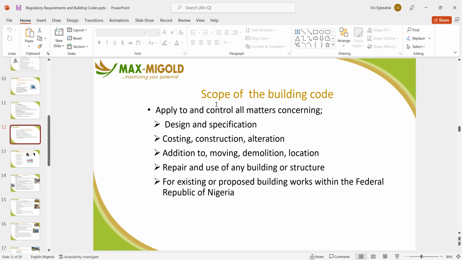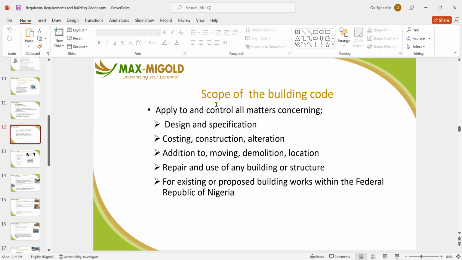When you need to demolish a building, in fact, in Lagos State, if you need to develop, you need to go and get a permit before you can demolish the building. If you don't get a permit, the state will come and take over your structure. Repair and use of any building or structure: if you are doing any repair works, there are codes. In fact, in Lagos State, you cannot do renovation without a permit. You must get a renovation permit.